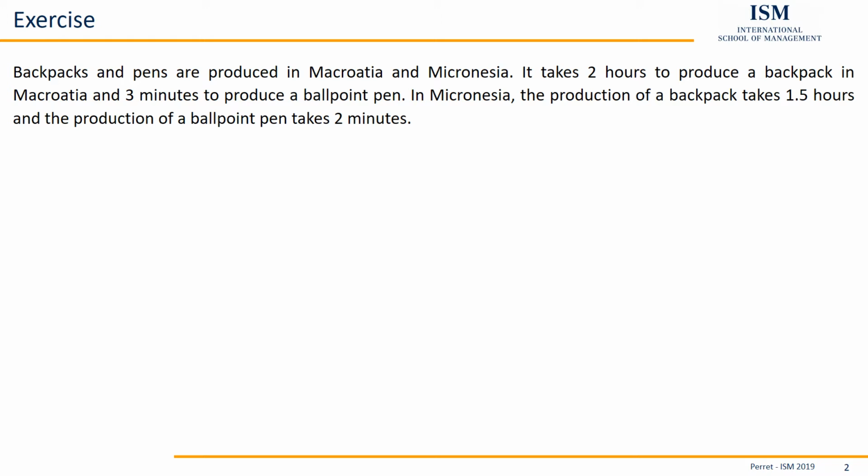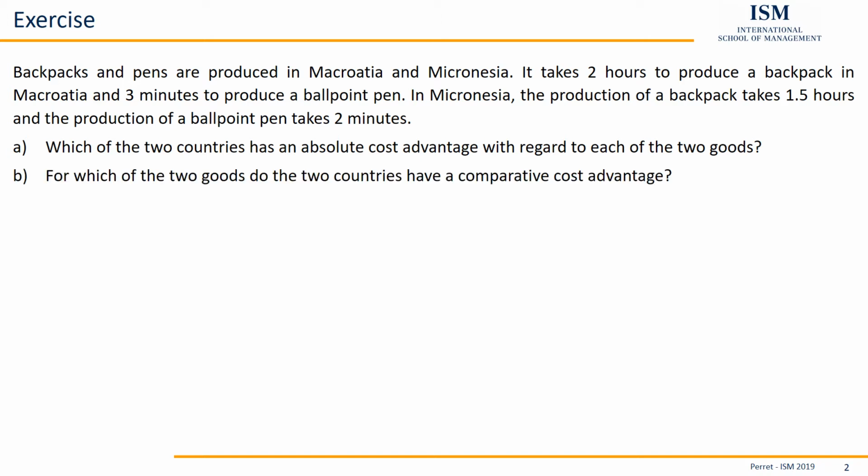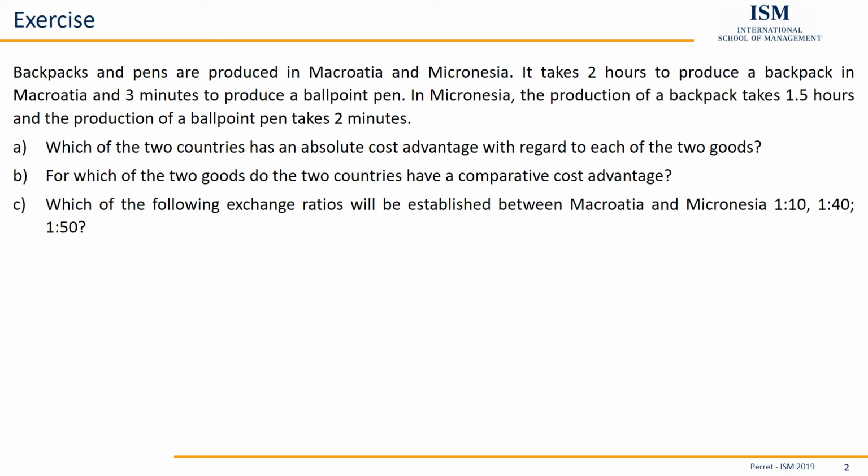Now to our tasks. First, which of the two countries has an absolute cost advantage with regards to each of the two goods? Part B, for which of the two goods do the two countries have a comparative cost advantage? And finally C, which of the following exchange rates will be established between Croatia and Micronesia? 10-1, 40-1 or 50-1? Well, let's take it step by step.